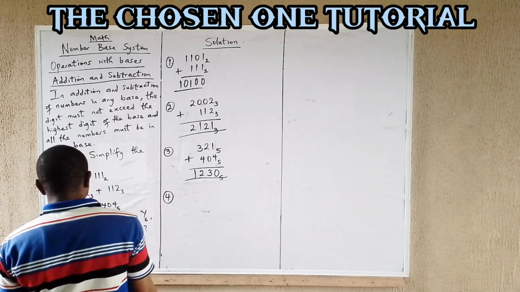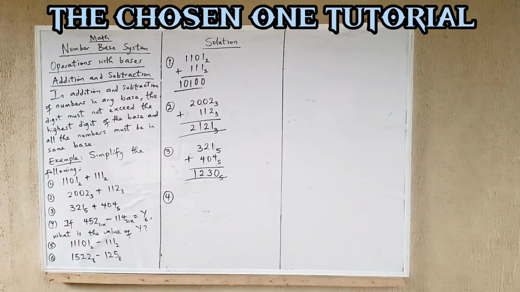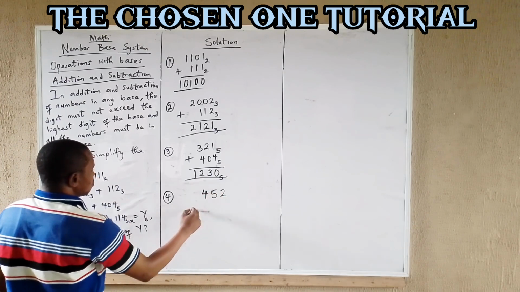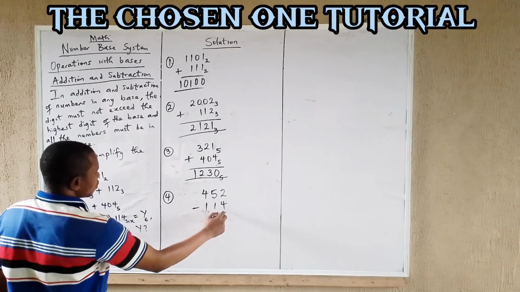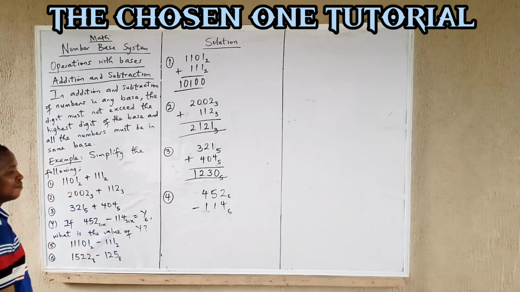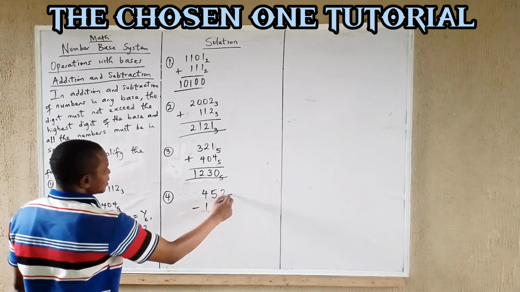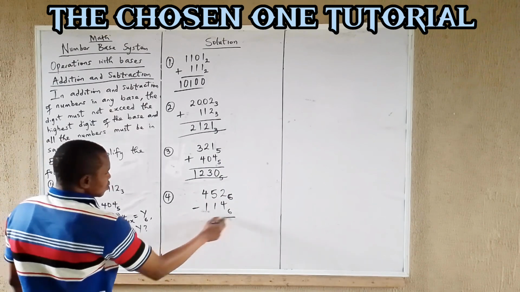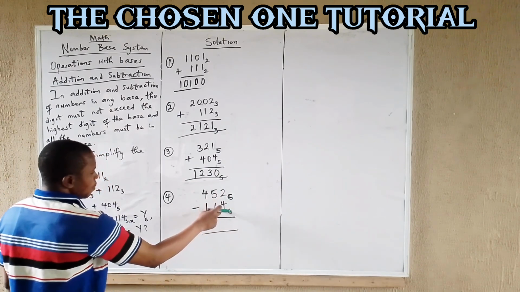Number 4. If 452 base 6 minus 114 base 6 is equal to y base 6, find the value of y. So we are going to have 452 minus 114 base 6. Anytime you are asked to subtract in form of number base, anything that you borrow will be in form of that base. 2 minus 4 is not possible.